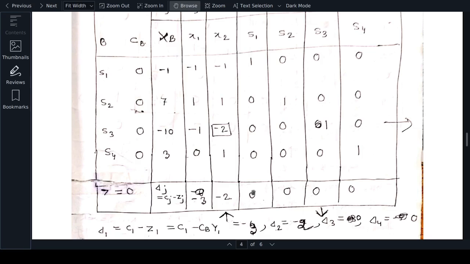Same as degenerate. If the minimum ratio is tied, there is a problem in how to find the minimum ratio. But here there is no such case. You can choose any one arbitrarily. Is the first table clear? Yes, sir.